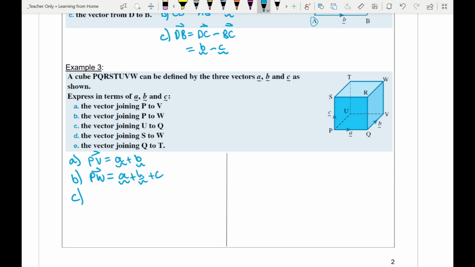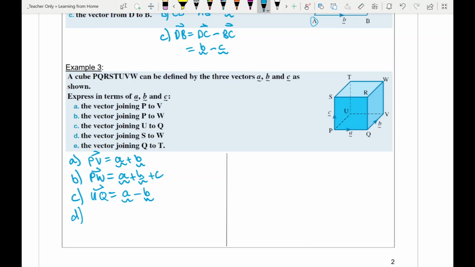Okay, part C, from U to Q. So we're starting at one side and we're going to the other. So we're going the same direction as A, but now we're going the negative direction of B. So U to Q is going to be A minus B.